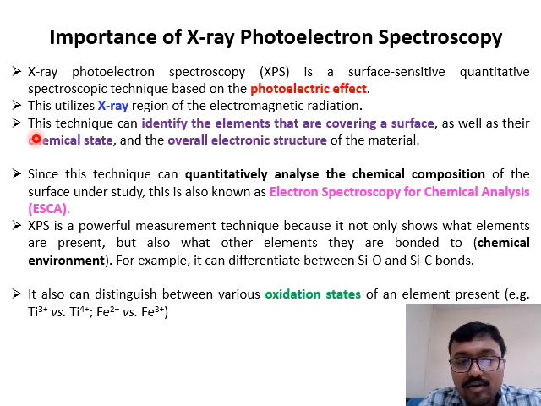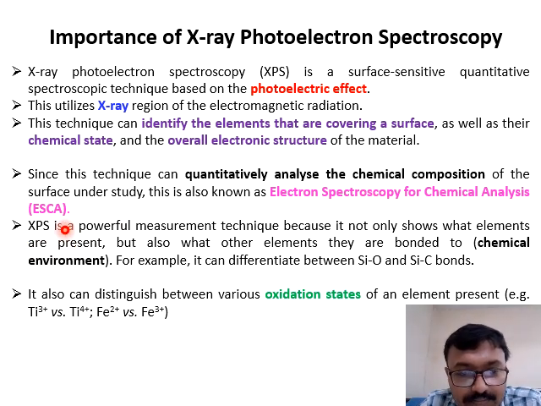Not only that, we can also detect the chemical state. Chemical state means, is it in plus 1 or plus 2 oxidation state? That also we can identify. We can also detect the overall electronic structure of the material from this XPS technique. So basically we can analyze the chemical composition of a surface by this XPS technique. Because of that, XPS is called electron spectroscopy for chemical analysis.